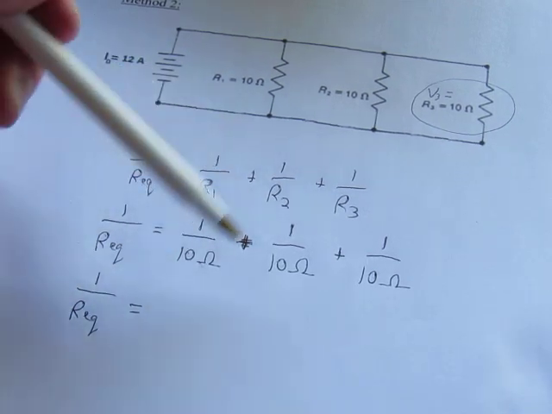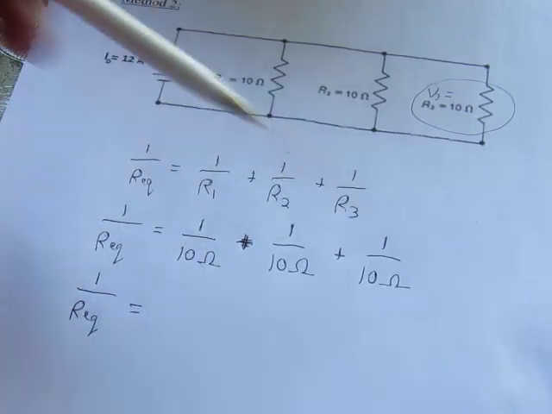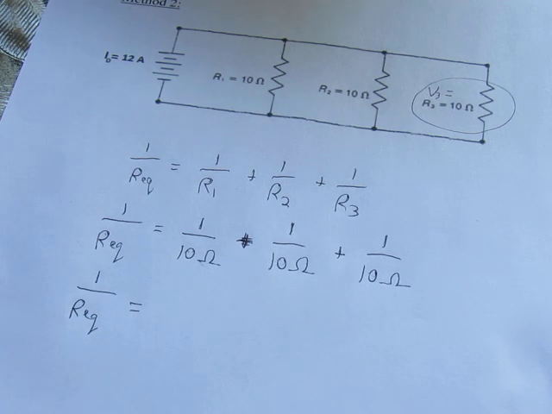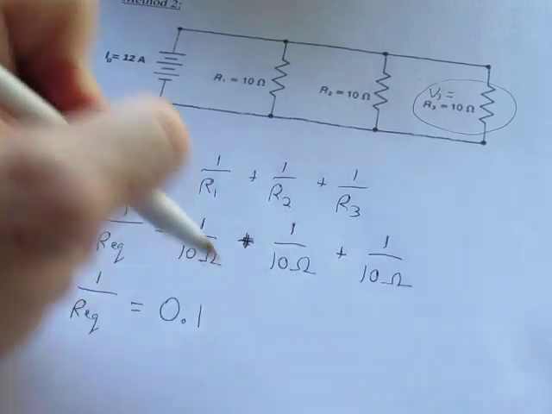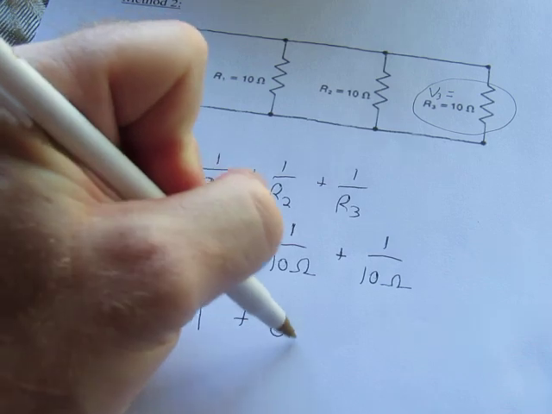Alright, so we could add up the inverses of these resistors and get the overall resistance, the equivalent resistance. 1 divided by 10 is 0.1. Remember, I was telling you, convert these fractions right away into decimals.